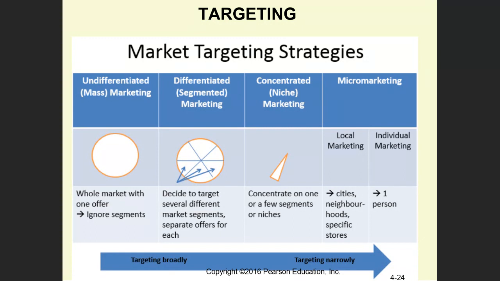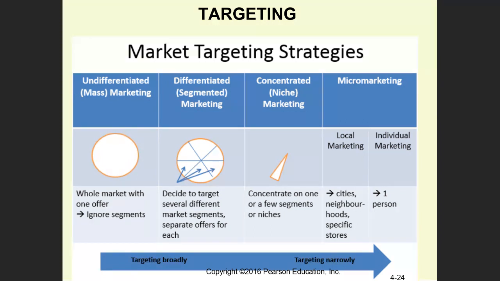Let's move on. For babies, since it's only for babies. Who? Sorry? Huggies, the diaper brand. Huggies is very much niched, yes, I agree with you. Let's move on. Micro-marketing or local marketing, individual marketing.